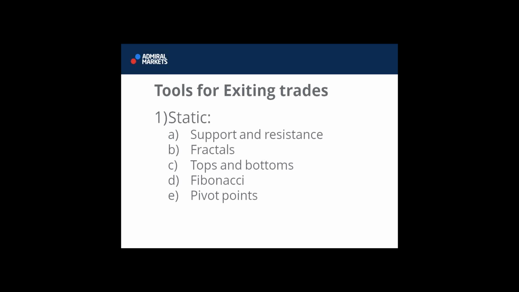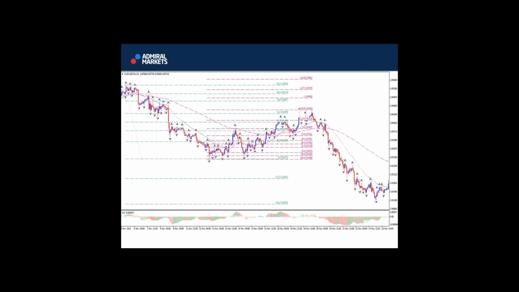Static, dynamic, and a mix. First of all, static. Static tools are support or resistance, fractals, tops and bottoms, and Fibonacci pivot points. They basically do not move. They will always be a horizontal level, and there's not going to be any movement in that. If there's a new candlestick pattern or a new candle, support and resistance is still at the same level, the horizontal ones. So let's take a look at that.